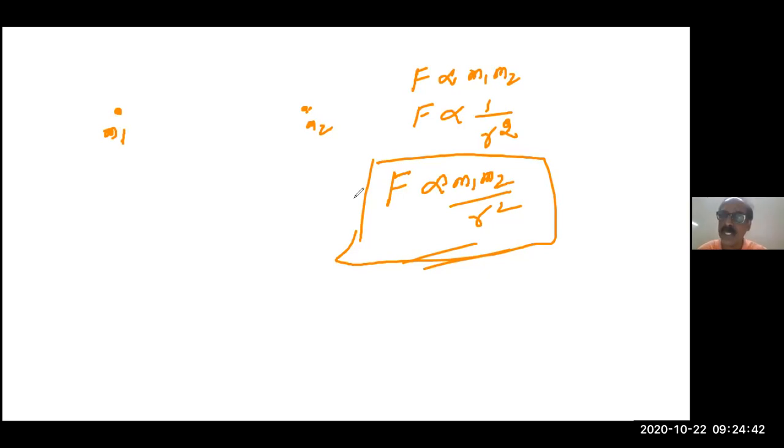The force of attraction between them is directly proportional to the product of their masses, and inversely proportional to the square of the distance between them.